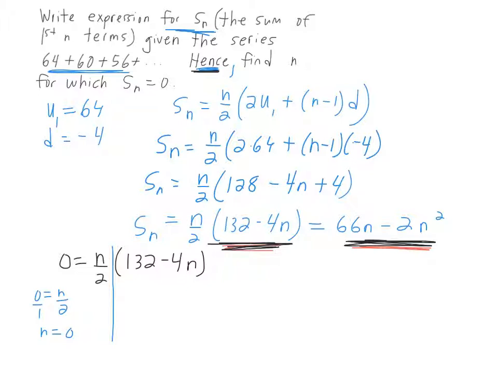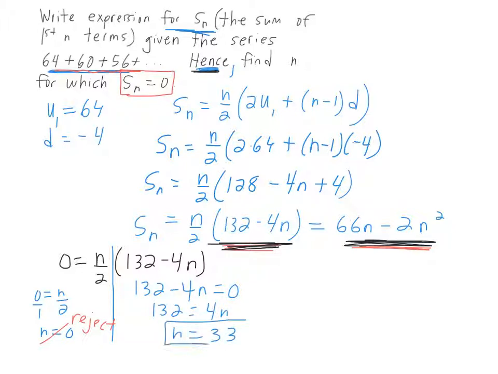We're going to have a decent number of terms. If you look at this, it's going down, so eventually we're going to have to get well into negative territory for the sum to balance out and be 0. So this one we are going to reject. Over here on this side, we're going to set that factor equal to 0 and solve, and we're going to get a much more reasonable answer. So n equals 33 would be the n value that would give us a sum of 0.